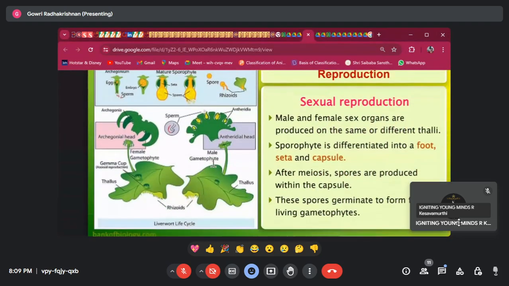And then sexual reproduction. Male and female sex organs are produced on the same or different thalli. Sometimes in the same or in the different thalli. The sporophyte is differentiated into foot, seta, and capsule. As I told you, that is the bottom one, the middle portion, and the top one. After the meiosis, spores are produced within the capsule. These spores germinate to form free living gametophyte.